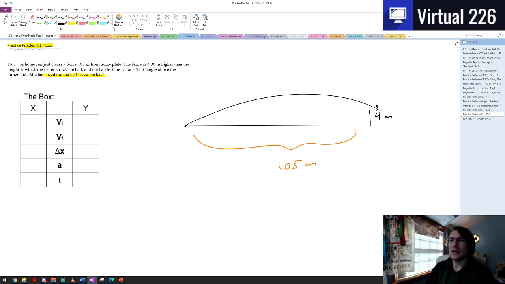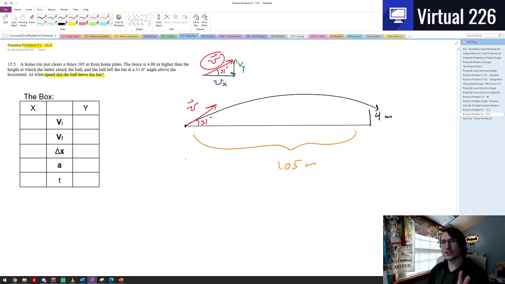Now, we want this velocity, and we know it's hit at an angle of 31 degrees. I don't want the X component, and I don't want the Y component. I want literally what was the speed of the ball as it came off the bat. I want the hypotenuse of that triangle. I don't want Vx, I don't want Vy. I want V, and I know that angle is 31 degrees.